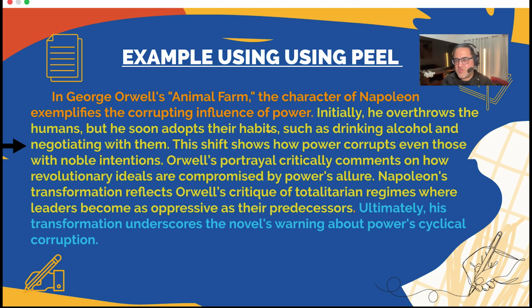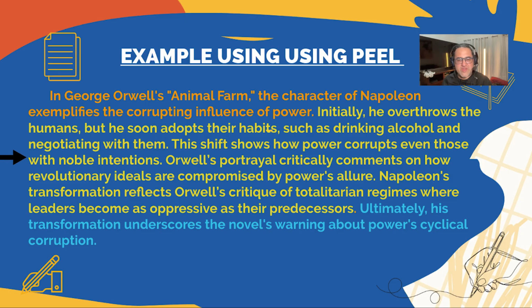But we can continue expanding. Orwell's portrayal critically comments on how revolutionary ideals are compromised by power's allure. So we are making something that you can call an evaluation, which is taking the P.E.E.L technique even further by adding not just 2 supporting sentences, but 3 or 4, as we saw in the first example where we reviewed the basic components of the paragraph.